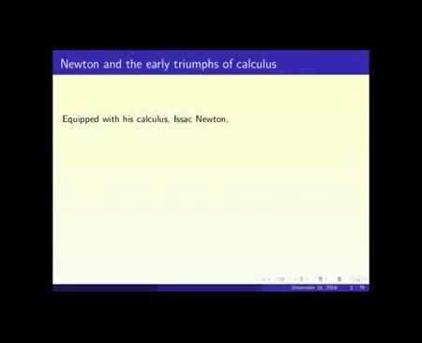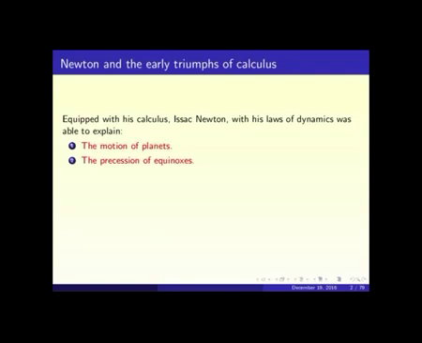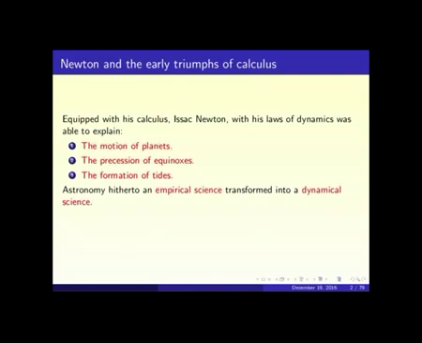Equipped with his calculus, Isaac Newton, with his laws of dynamics, was able to explain the motion of the planets, the precession of the equinoxes, and the formation of tides. Astronomy, which had hitherto been an empirical science, has turned into a dynamical science. This is a monumental achievement of Newton, which is why he is considered to be very great, not just for the invention of calculus, but for the transformation of thought, the transformation of astronomy as a dynamical science.